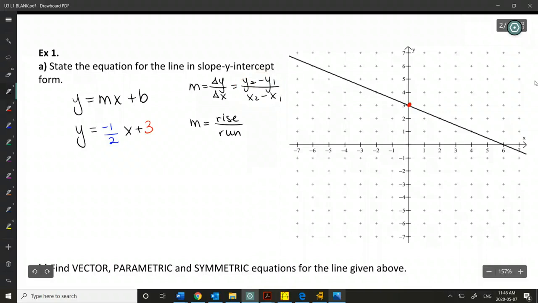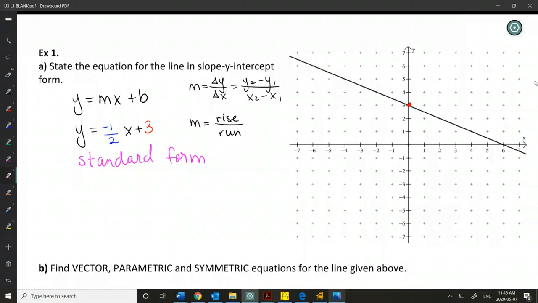Okay, so if we rearrange to get this into scalar form, or I guess I should say standard form for now, basically what we want to do is move everything to the left side and have the right side set equal to 0.